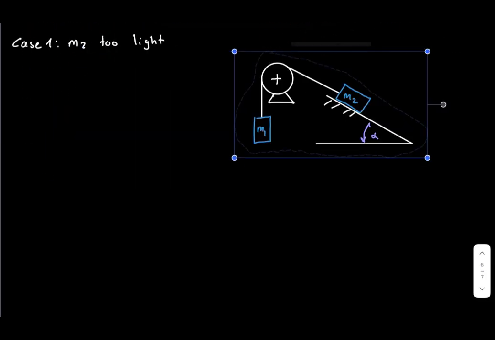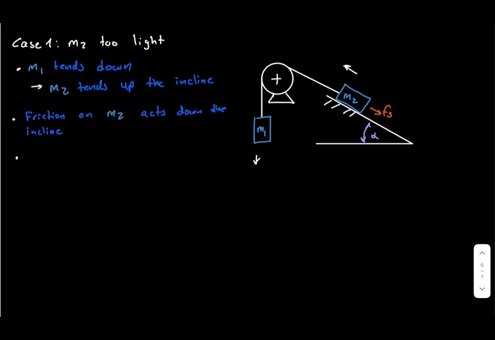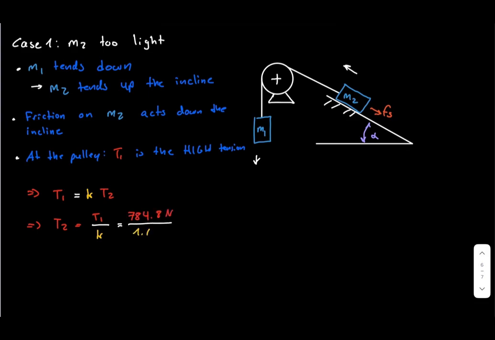First, suppose the second mass is too light. The hanging mass tends to move downward and pulls the second mass up the incline. Friction on the second mass therefore acts down the incline. In this case, T1 is the high tension. Dividing T1 by the pulley friction factor gives T2 equal to approximately 475.2 newtons.